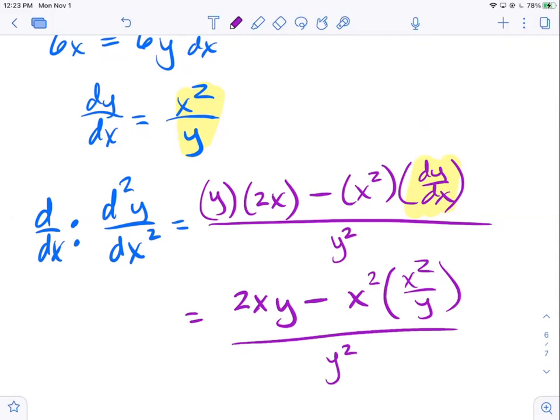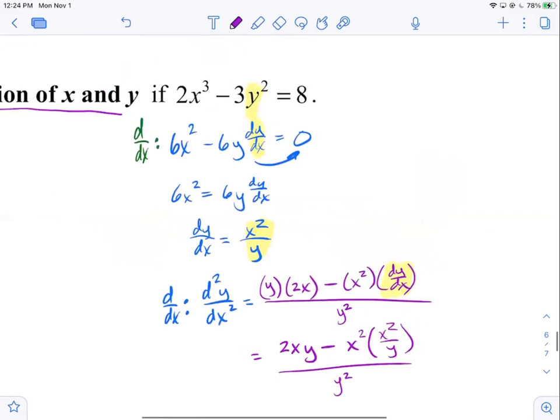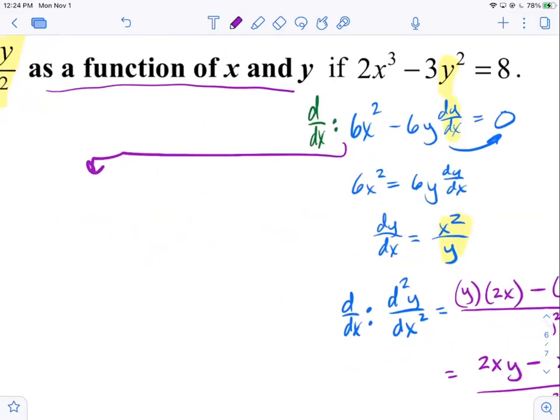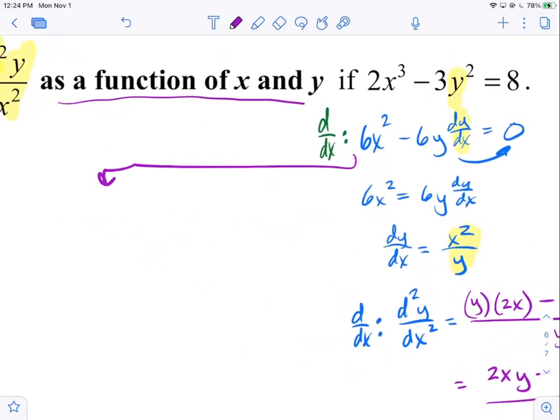You're not going to be able to solve for y, so we have to do it implicitly, but solve for dy dx first. Do you want to see what it looks like if we just took the derivative straight up here? Let's do it. This would be the contrast. Let's just take the derivative of this dude right here.